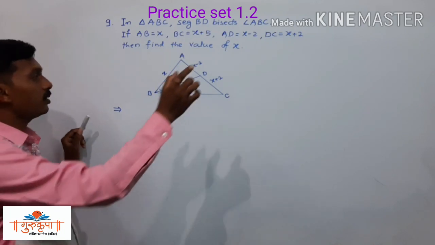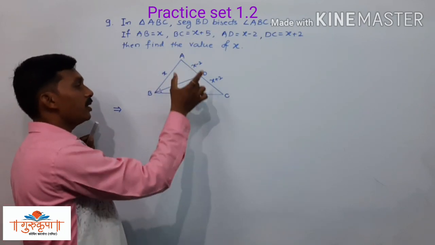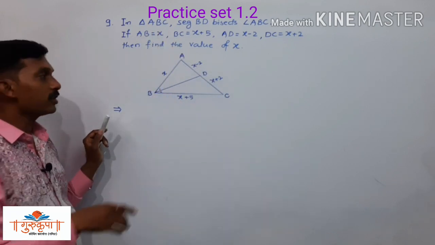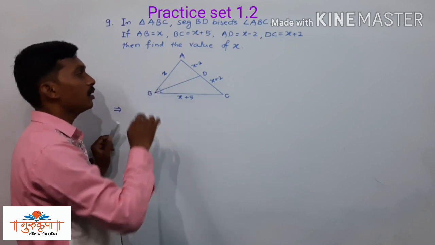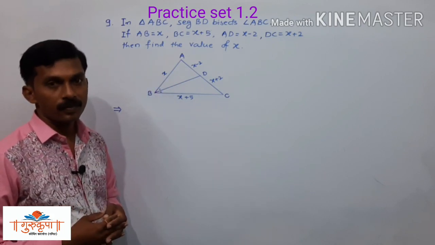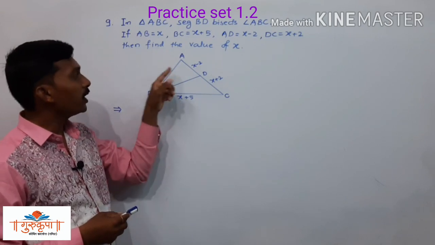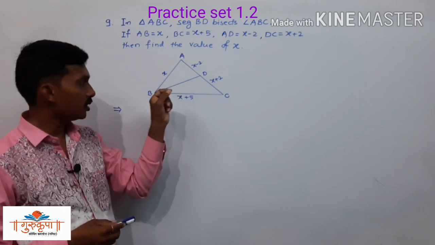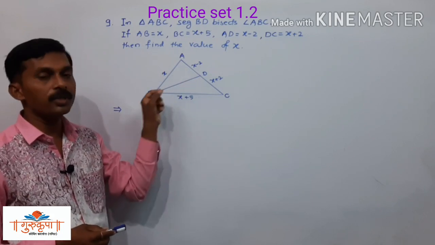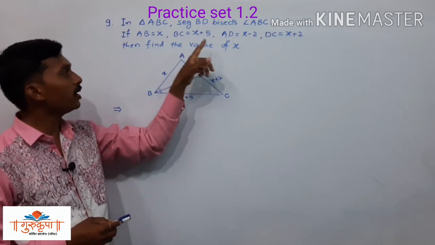Here we have given all the four sides, that is AB, BC, AD and CD. But here we have an unknown variable x. No constant value of any segment is given. Here we have variable x, unknown variable is there. So we have to find the value of that x.